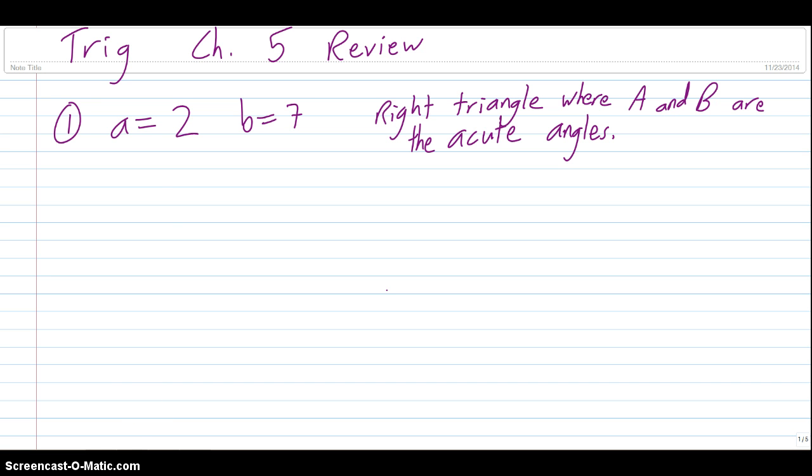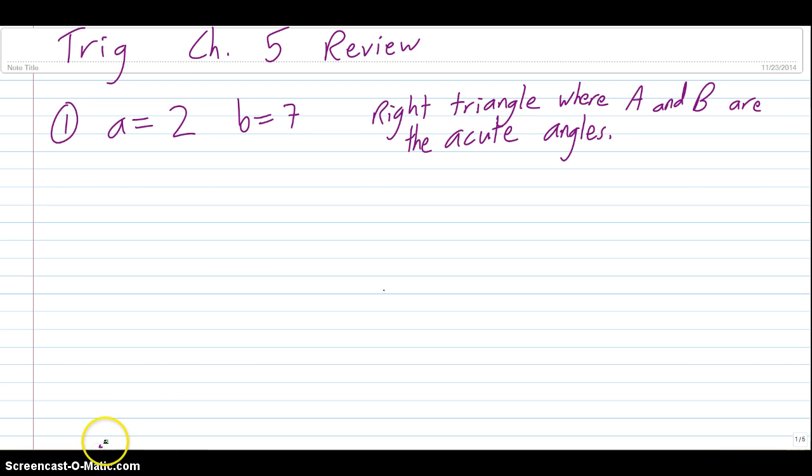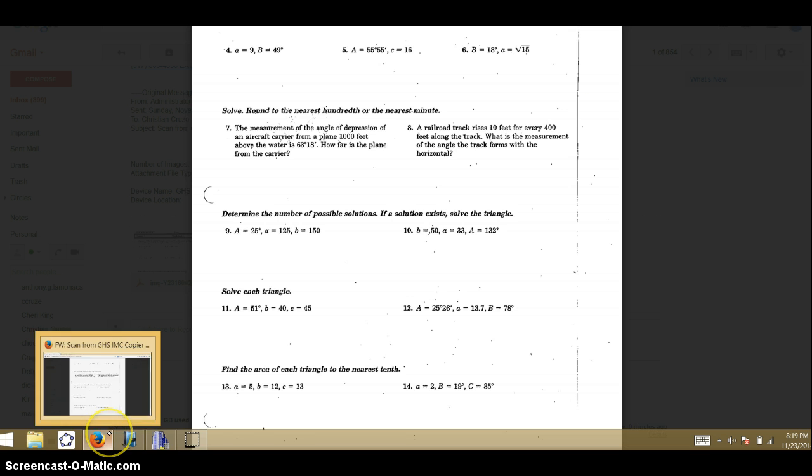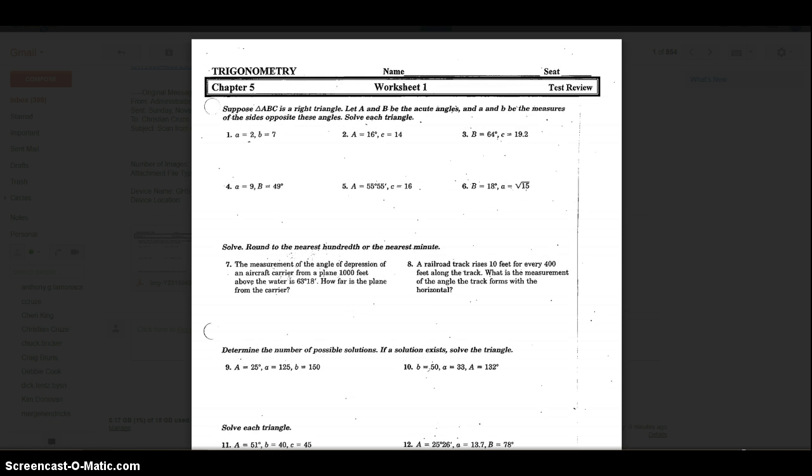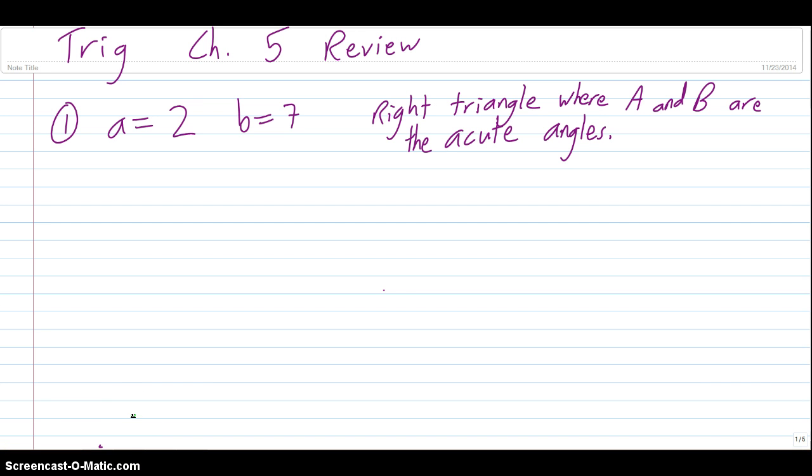Number one, and again, if you're following along on the worksheet, should be... Hang on. There we go. Finally got it. Number one on your worksheet's right there. Suppose triangle ABC is a right triangle. Right triangle being a key thing. A and B are the acute angles. We're going to try to solve the triangle.